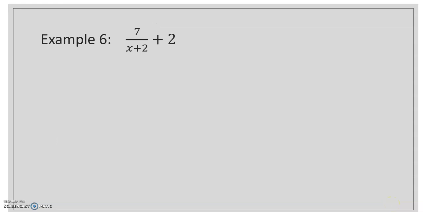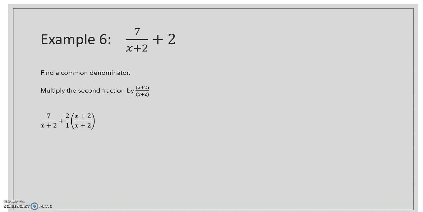Example 6. 7 over x plus 2 plus 2. Find a common denominator. We need to make the second term a fraction. And we're going to multiply the second fraction, 2 over 1, by x plus 2 over x plus 2. 7 over x plus 2 plus 2 over 1 times x plus 2 over x plus 2. 7 over x plus 2 plus 2x plus 4 over x plus 2. Adding your numerators, it's 2x plus 11 over x plus 2.